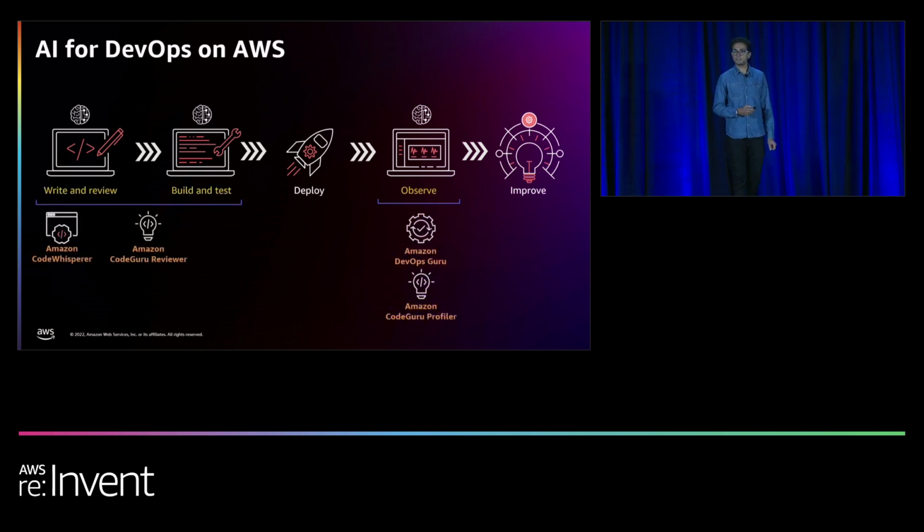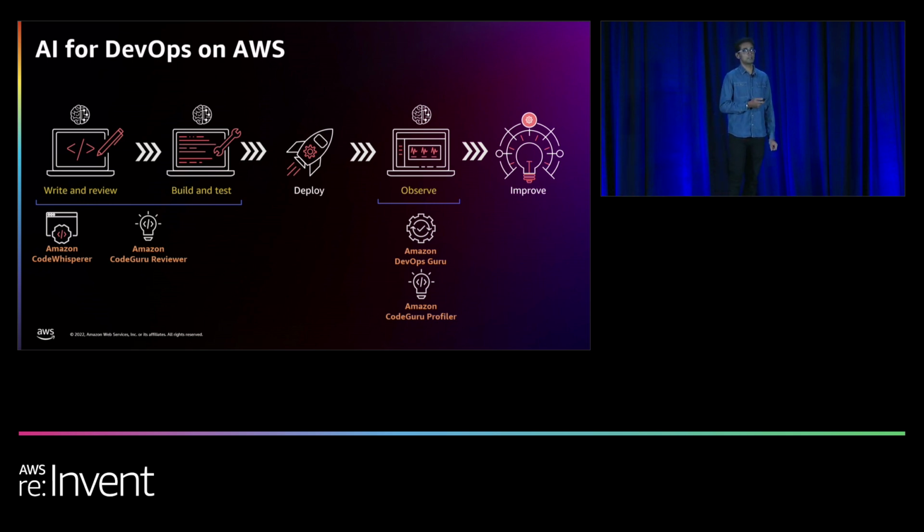So putting all the services into context of the entire development lifecycle, you have Amazon CodeWhisperer, which helps you write code right in the IDE. You have Amazon CodeGuru Reviewer to help you with the static code analysis and find the most expensive lines of code. And for observability, you have Amazon DevOps Guru and Amazon CodeGuru Profiler, which can help you observe your application at runtime and provide you with recommendations on how to fix those issues.